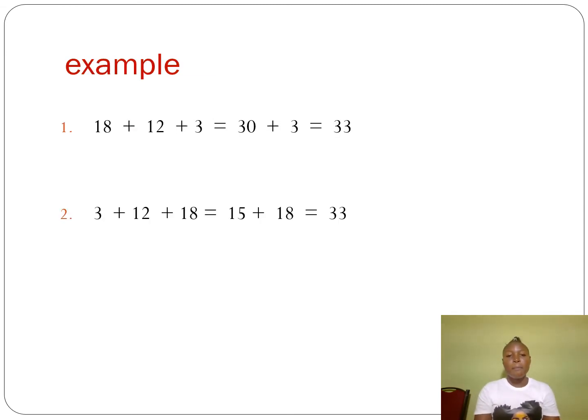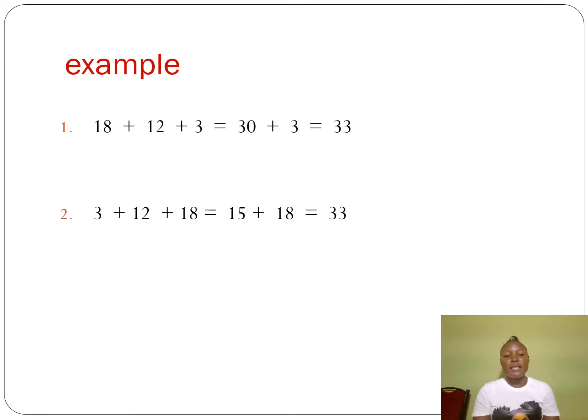Let's look at this example. First, we have 18 plus 12 plus 3, which is equal to 30 plus 3, giving you the answer 33. Now first, you realize that the first two numbers were added together. We can see that 18 plus 12 have been added to get 30, and then the 3 has been brought in, and then after, it was added to get 33.